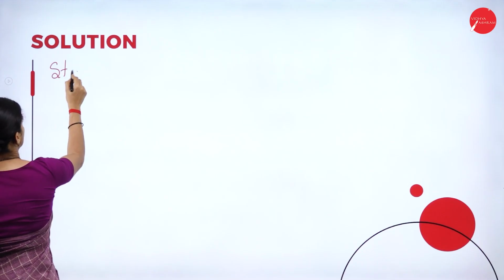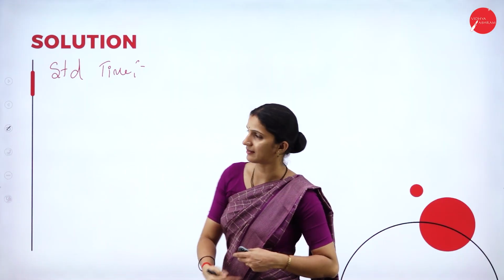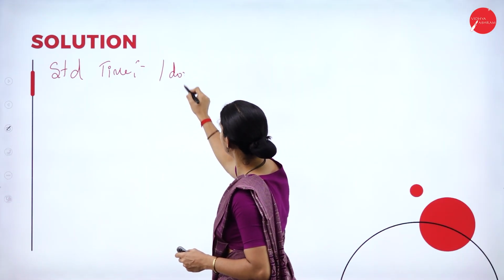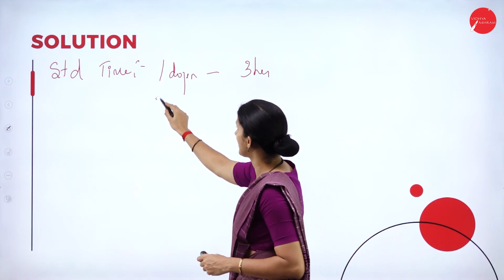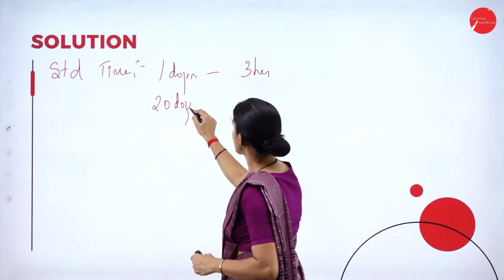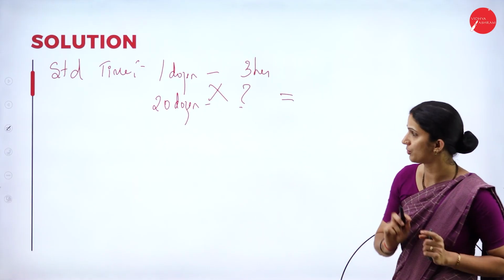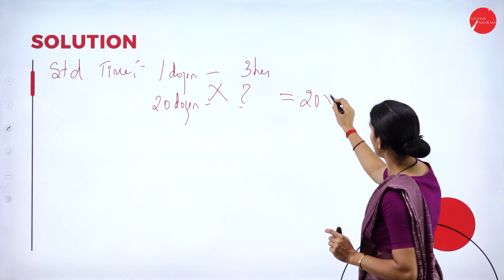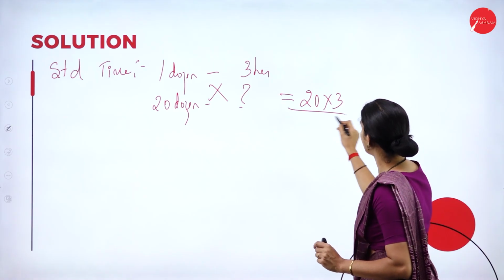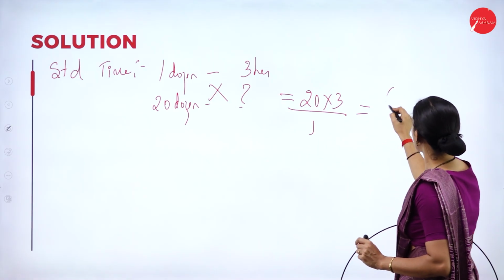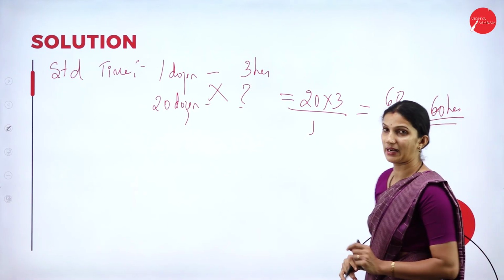First we will take the standard time, so that I can show you how we calculate. For the production of 1 dozen, the time required is 3 hours. The worker has produced 20 dozen articles. What is the time requirement? You have to do cross multiplication, that is 20 into 3 divided by 1. So it is 60 by 1, so 60 hours is the standard time.